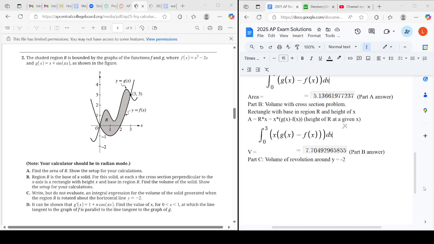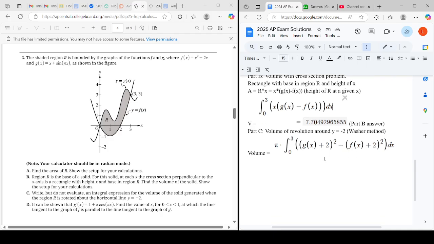So we're going to say washer method. If you see a negative volume, that probably means you switched which one's the upper or the lower curve, or made a mistake somewhere else, especially when you're shifting something. That's something to be mindful of. You could still fix this on the exam. If you see something negative with volumes, that probably means something's off.